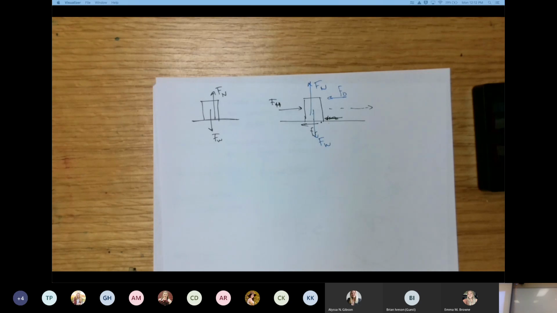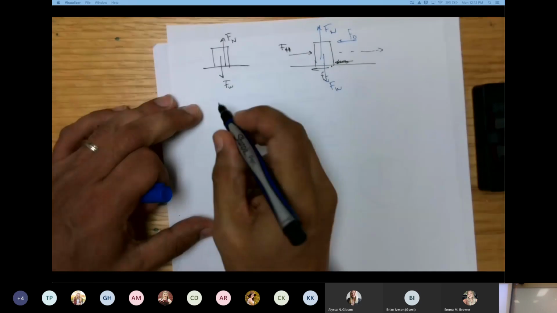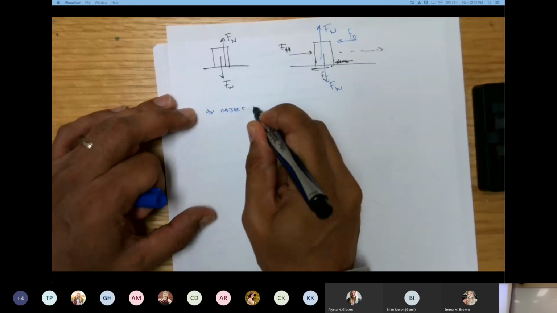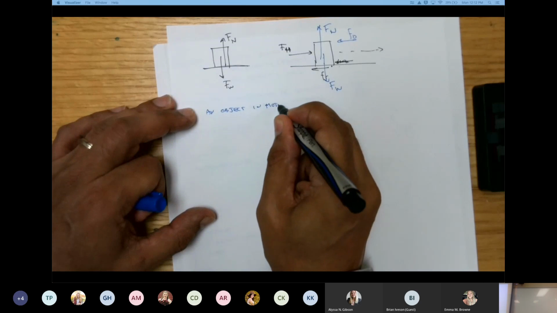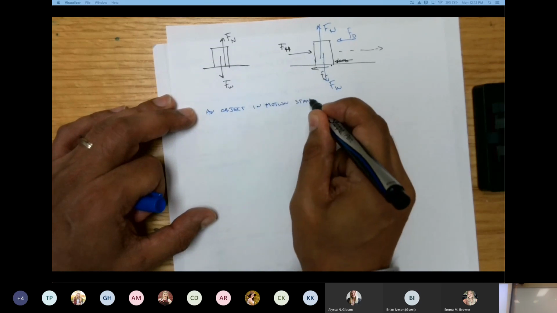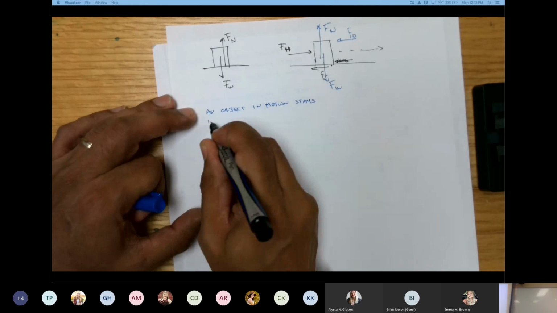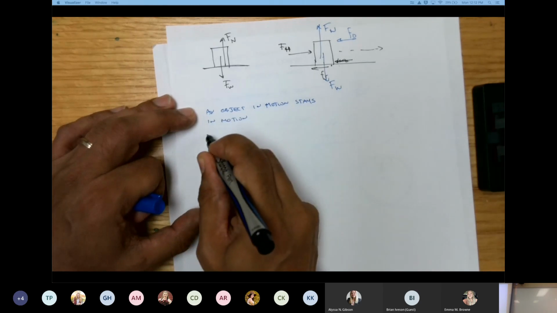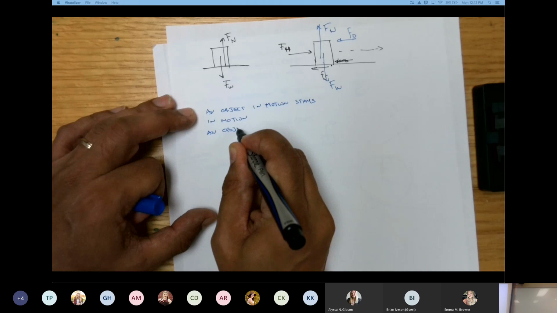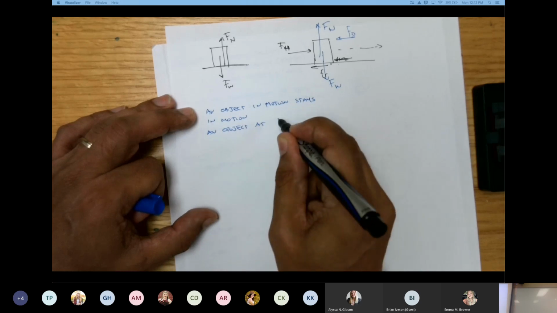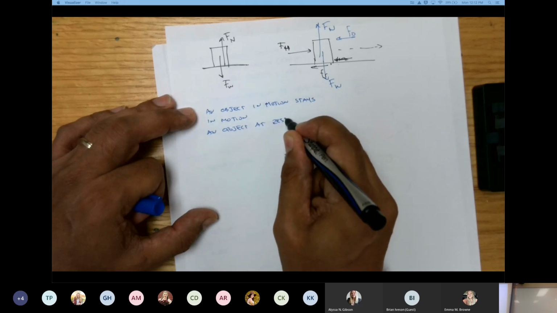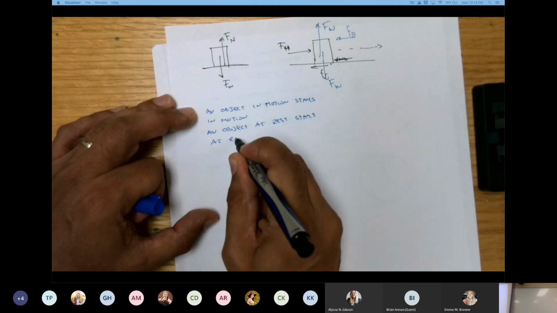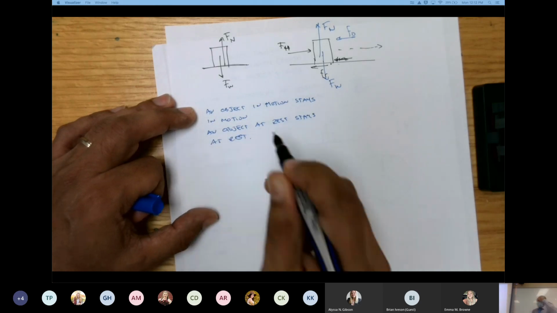Okay. So an object in motion stays in motion. And an object at rest stays at rest.